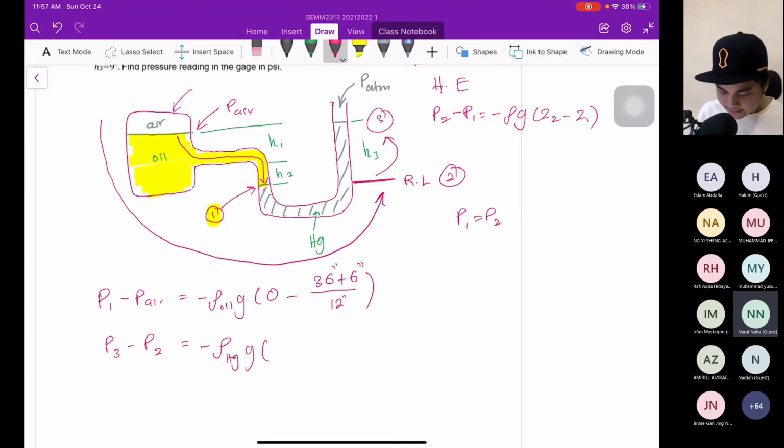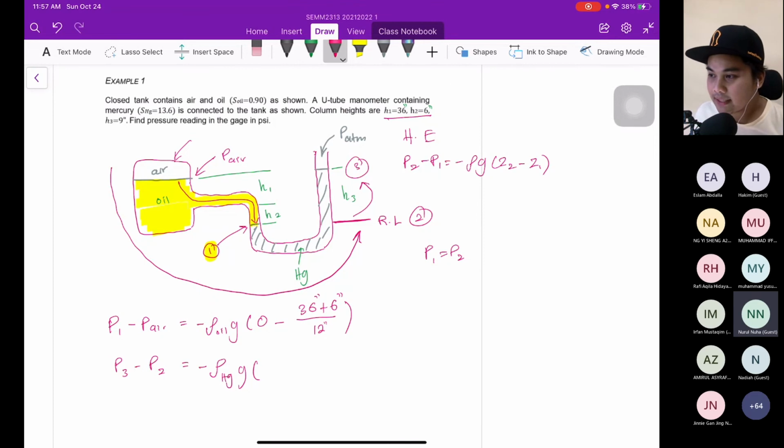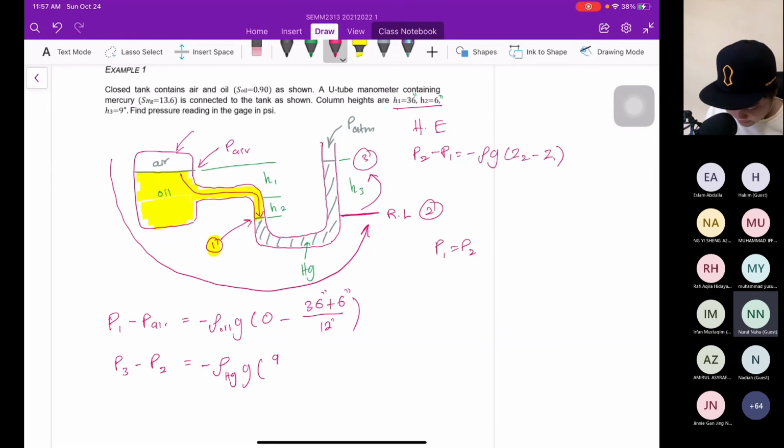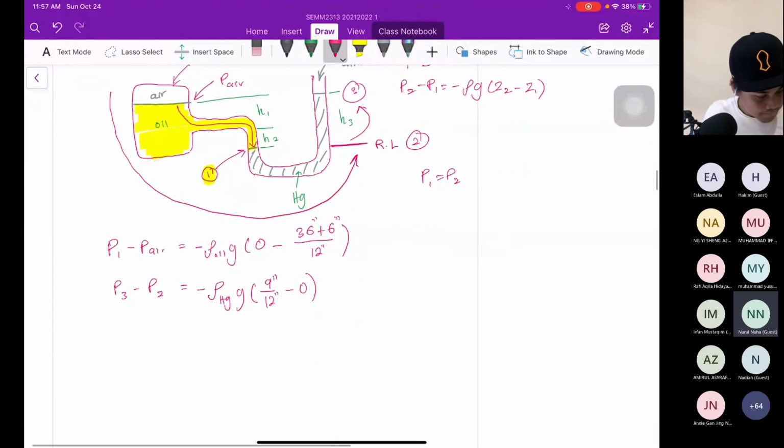So what is the Z3? What is the value of Z3? It is based on our reference line. H3. Which H3? 9. 9 divided by 12 inch, because we need to make sure our calculation is standard imperial. Minus 0. Why 0? Because Z2 is our reference line. Nothing more.